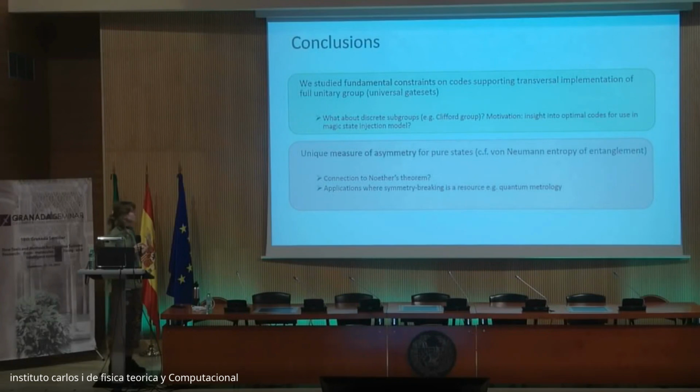And finally, we identified this unique measure of asymmetry for pure states, and you might like to compare that to the role of the von Neumann entropy in asymptotic bipartite pure state entanglement theory, where the von Neumann entropy is the unique measure. So it might be nice to explore this a bit further. What are the connections to Noether's theorem and its symmetric formulation? And there might be applications where symmetry breaking is a resource, for example.